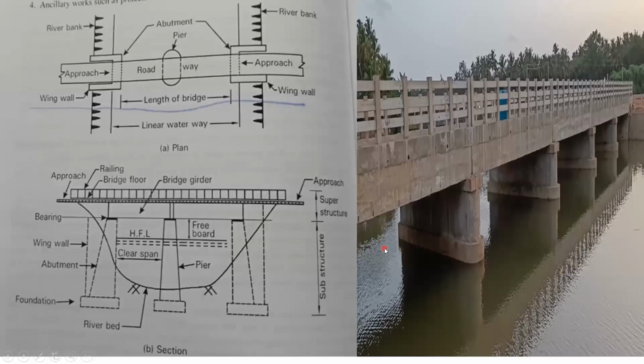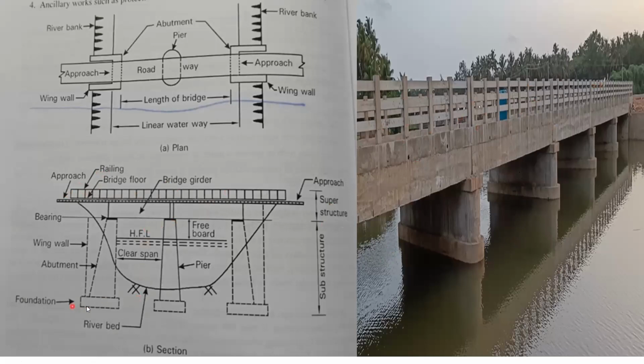To put it in a better way, we'll try to understand something like this. This is also one of the major bridges. You can see these are the railings that we have provided. You can see the railing here. Whatever you can see here represents this part.